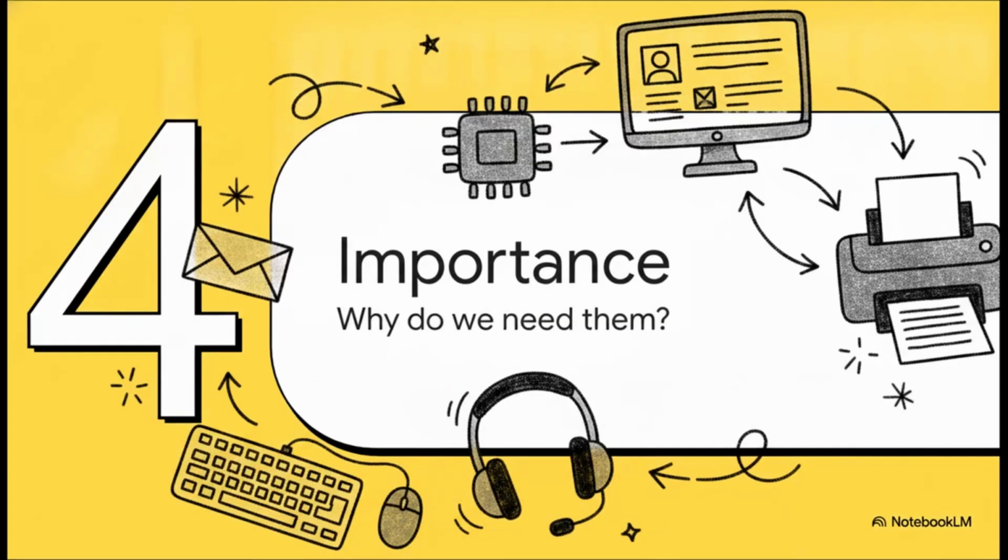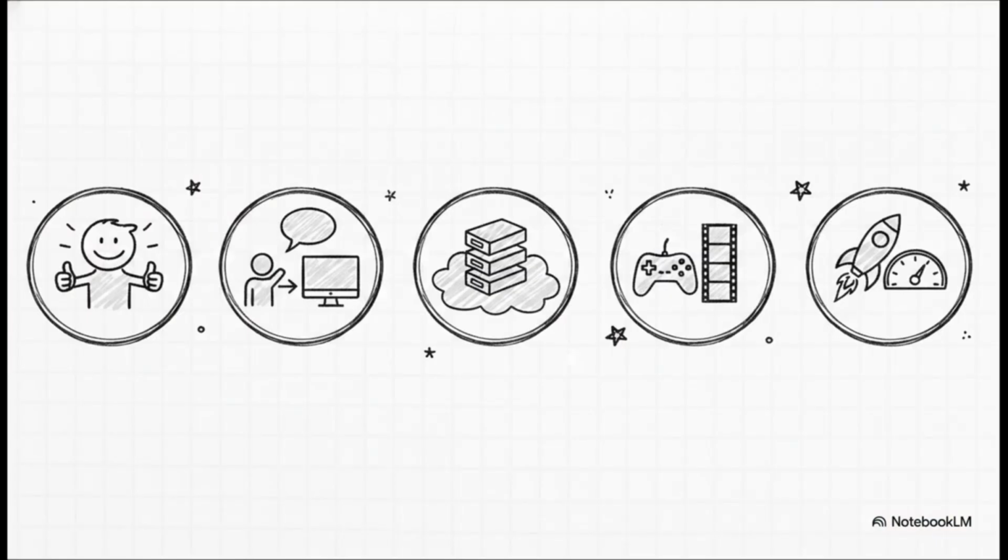Which brings us nicely to Section 4, the importance of peripheral devices. Why are they so crucial if the CPU is the one doing all the heavy lifting? Well, their importance is huge. First off, they drastically enhance computer usability. Without them, your computer is basically just a silent box of circuits. Second, they allow seamless communication between you and the system. Third, they give us vital extra storage when our internal space fills up. Fourth, they support all the things we love to do: multimedia, gaming, running a business. And finally, they significantly improve system performance and flexibility, making our computers interactive, efficient, and super user-friendly.